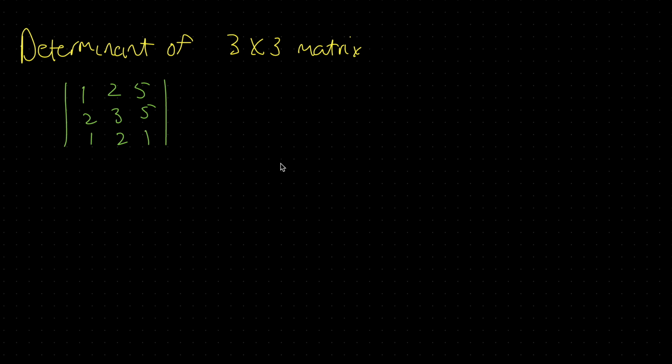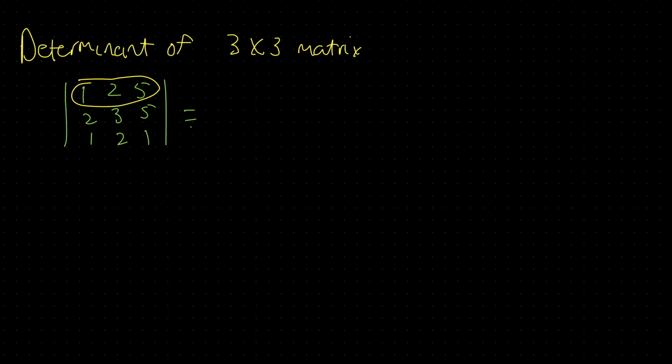To calculate the determinant of a 3 by 3 matrix, we need to break it down into smaller matrices. To do this, we're going to use the cofactor method. So the cofactor method is you can choose any row or column. For simplicity's sake, we're going to take the first row, and you see the items are 1, 2, and 5 in this row.